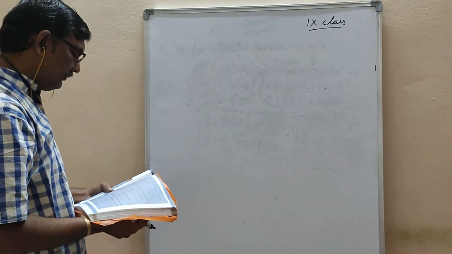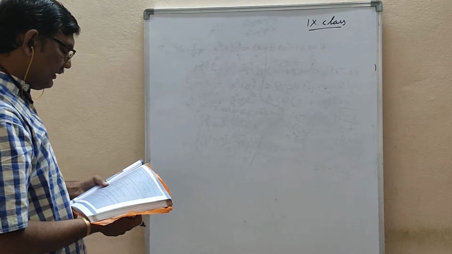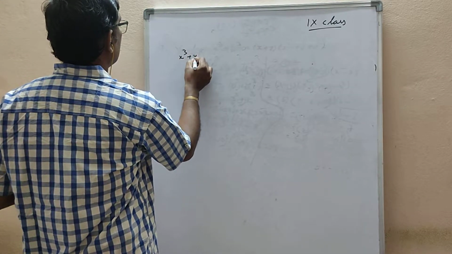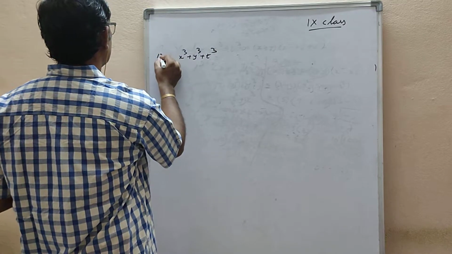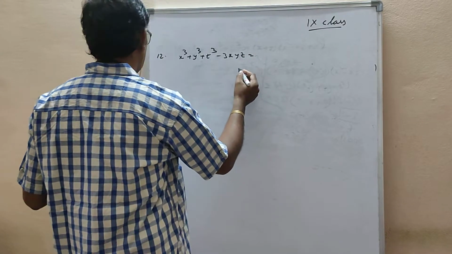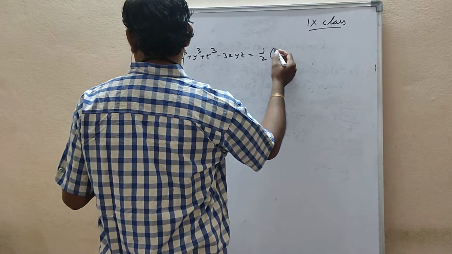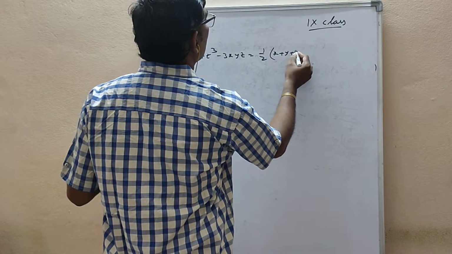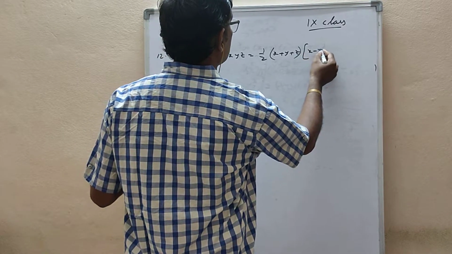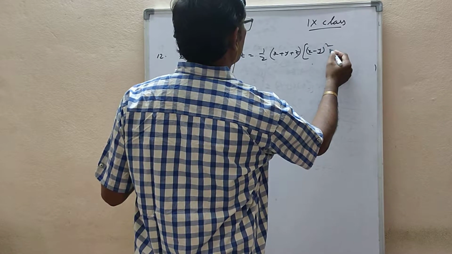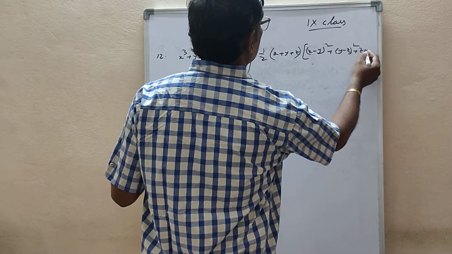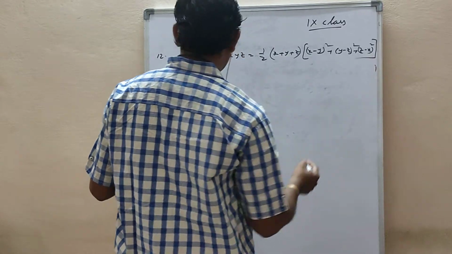What is the next problem? Say it here. 11th question is completed. Now we will go for 12. Verify x cube plus y cube plus z cube minus 3xyz is equal to half into x plus y plus z into x minus y whole square plus y minus z whole square plus z minus x whole square.